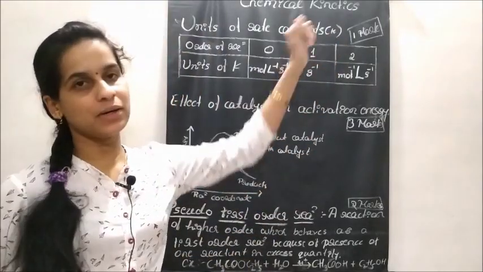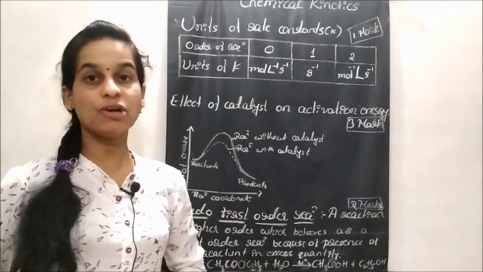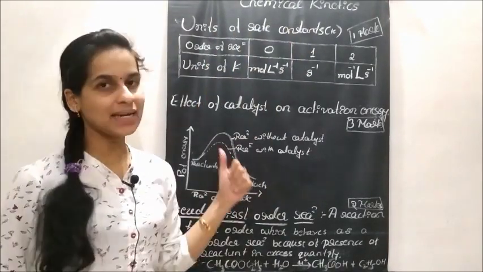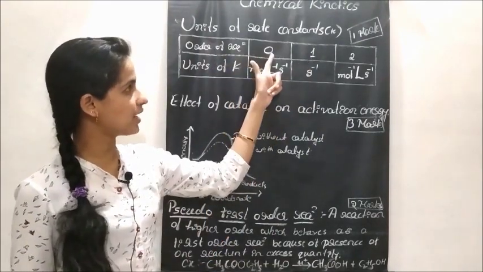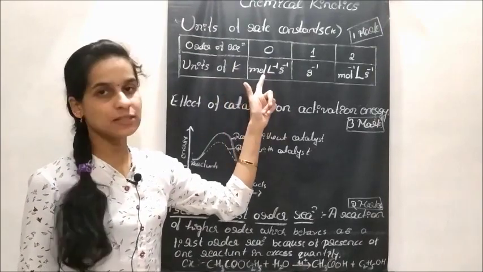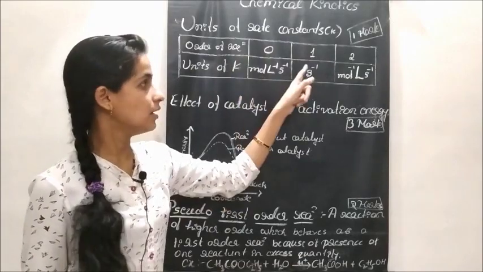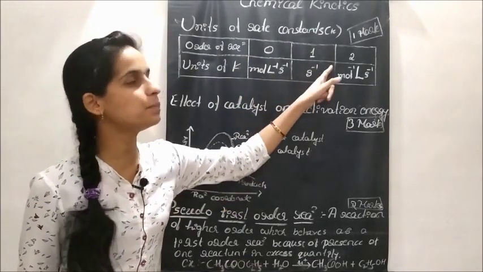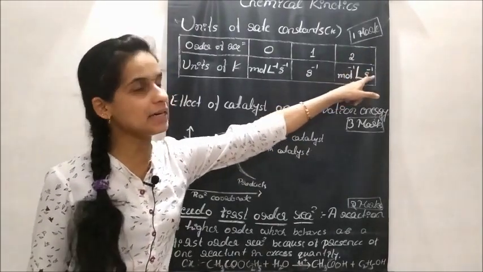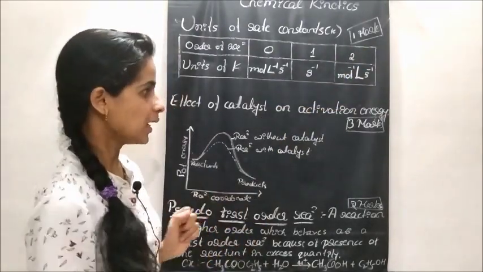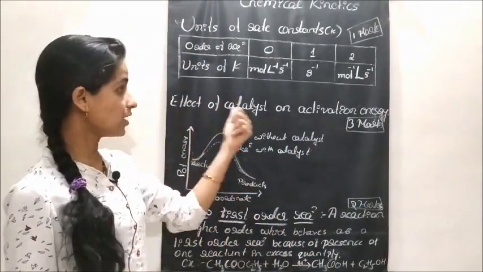Friends, in case of a 1 mark question, you may be asked to write the unit of the rate constant for different types of reaction. In that case, this table is very helpful for you. For a zero order reaction, the unit of the rate constant is mole per liter per second. For a first order reaction, the unit of the rate constant is per second, and for a second order reaction it is per mole liter per second.